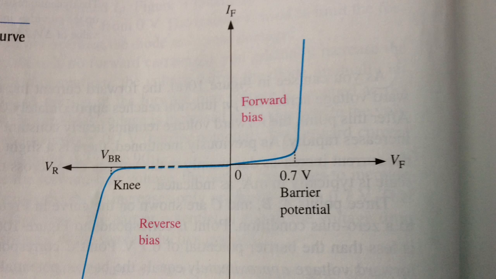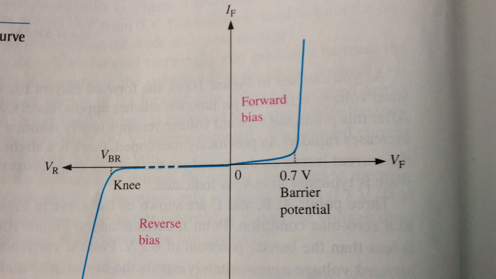As we can see in the graph, the forward current increases very little until the forward voltage across the PN junction reaches approximately 0.7 volt at the knee of the curve, which is the barrier potential. After this point, the forward voltage remains nearly constant at approximately 0.7 volt, but the IF increases rapidly. As previously mentioned, there is a slight increase in VF above 0.7 volt as the current increases, due mainly to the voltage drop across the dynamic resistance.